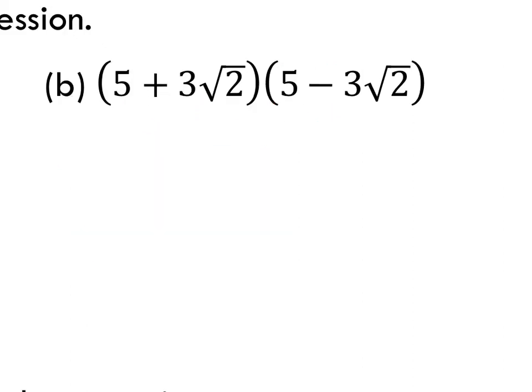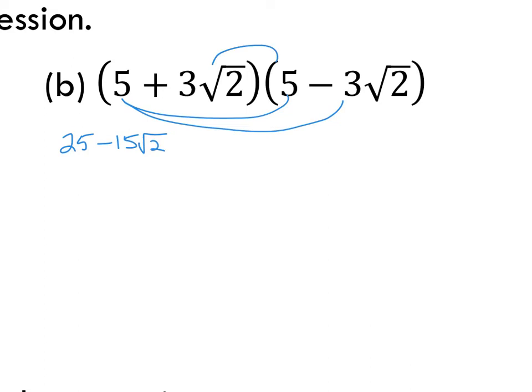We're going to follow the same process for letter B. So we'll do 5 times 5, which is 25. 5 times negative 3 square root 2 is negative 15 square root 2. 3 square root 2 times 5 is 15 square root 2. And 3 square root 2 times negative 3 square root 2, well, I do 3 times negative 3, which is negative 9. And square root 2 times square root 2 is just 2, and those are multiplied together.